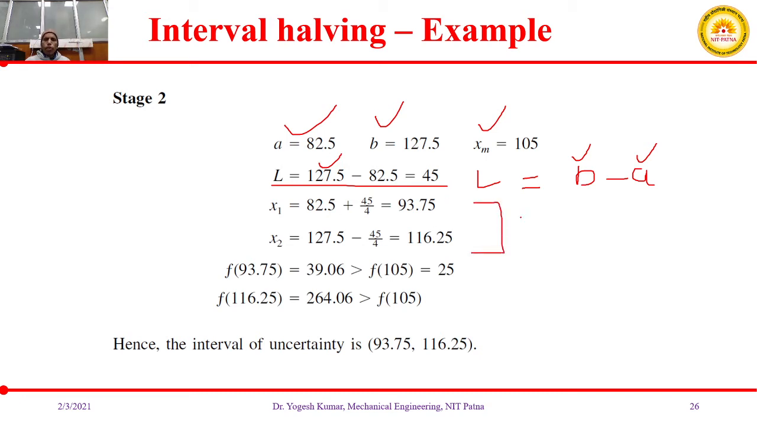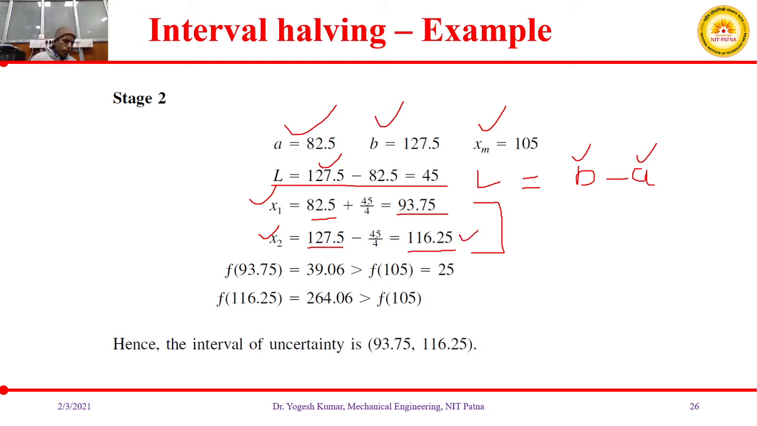Similarly, we are supposed to calculate the new values of your x1 and x2. So the new value of your x1 will be a plus L by 4. Here a is the new value of a, 82.5, plus the new value of L, your interval, 45 divided by 4, equal to 93.75. Similarly, you are supposed to calculate the value of your x2. This will be again b minus L by 4. This is coming around 116.25.